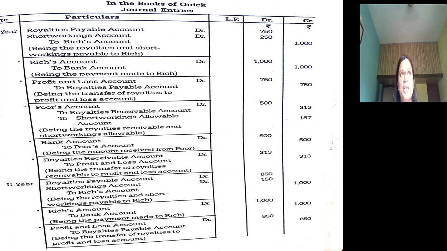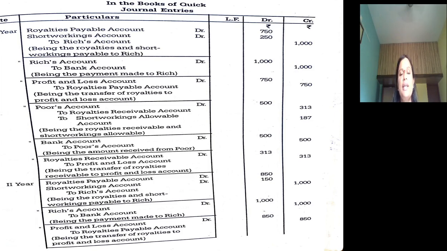The journal entry is royalty payable account debit, short working account debit, to lessor account. Here the lessor is Rich. So royalty payable should be debited with 750, short working should be debited with 250, and the lessor should be credited with 1000, the sum of 750 plus 250. Then he will make the payment to the lessor. The journal entry: lessor account debit to bank account 1000.